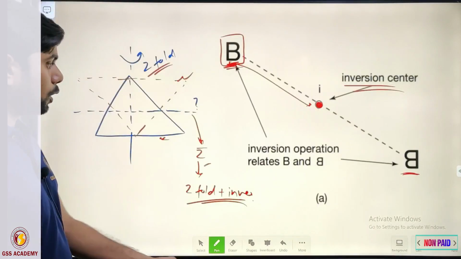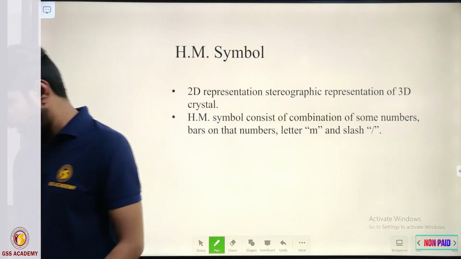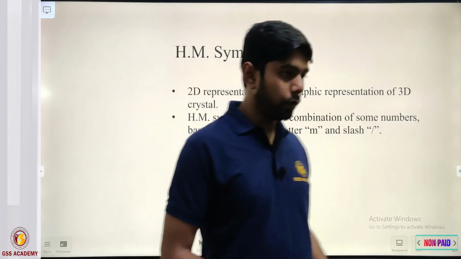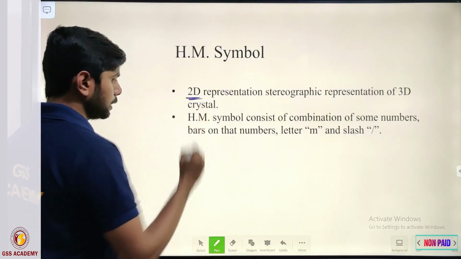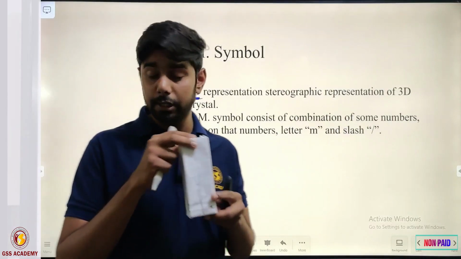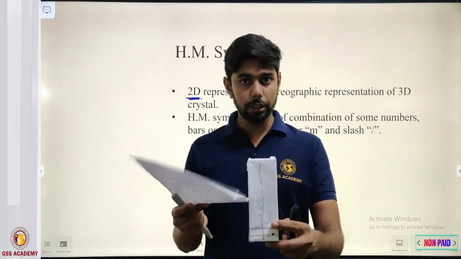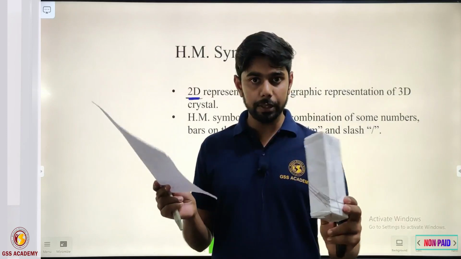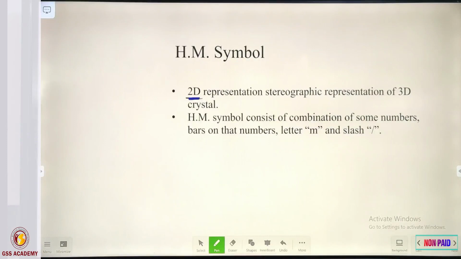Now we will be moving on to the HM symbols. So what is HM symbol? HM symbol is basically a 2D representation of a 3D crystal. If we are representing a 3D crystal on a 2D plane, that means we need to represent the whole crystal on a particular sheet of paper. That is, this is 2D, this is 3D. The 2D representation of a 3D crystal is the stereographic projection of a particular crystal.